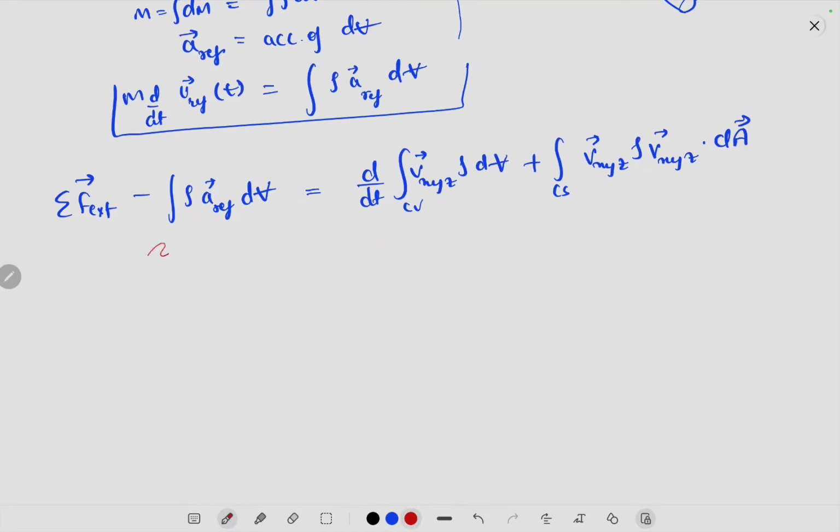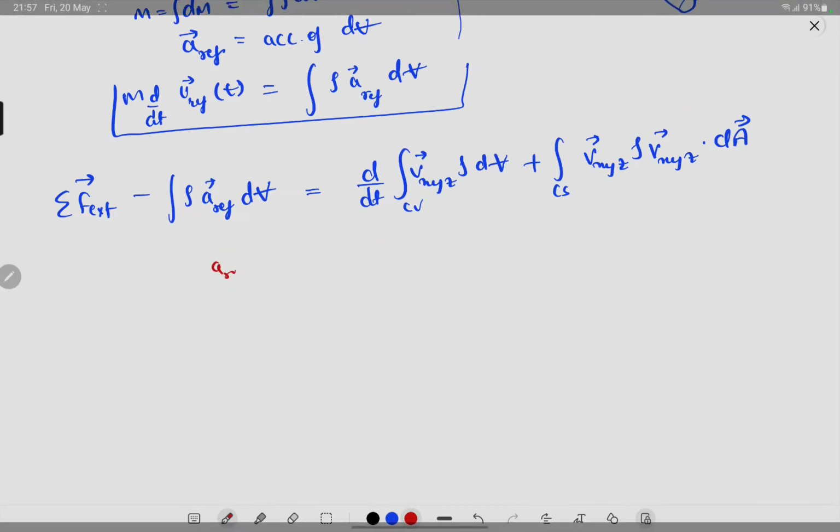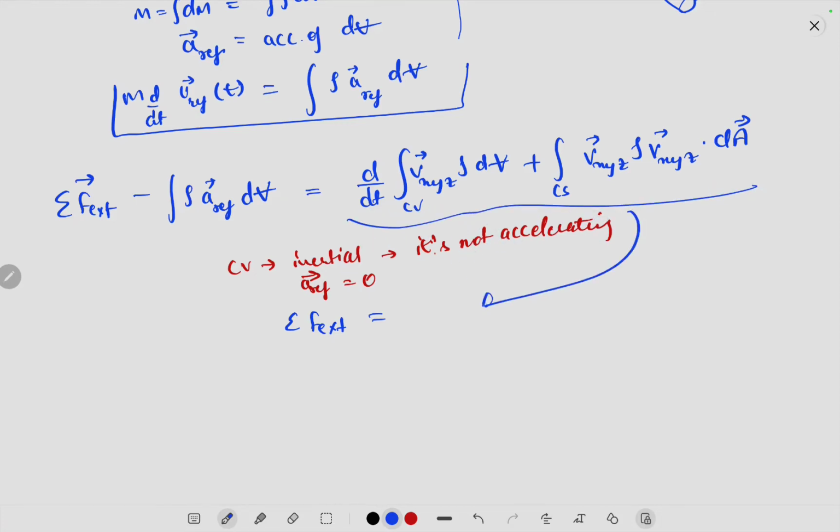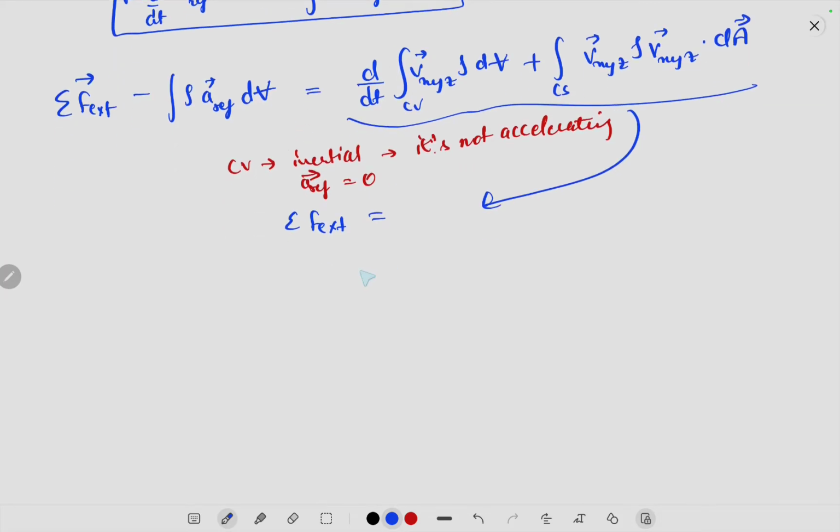Now since this is a general case, consider the special case where my CV is inertial, that is, it's not accelerating. In that case a reference will be 0 and the equation becomes summation f external equal to this term. This is the same equation that we derived for the CV which was not accelerating, which was inertial.